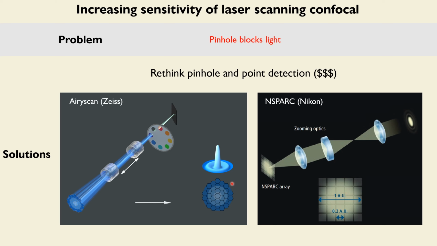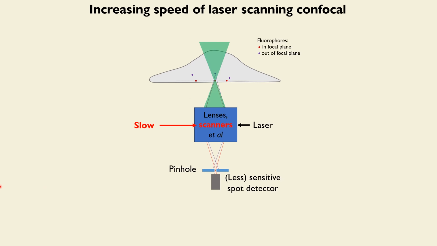So the idea is we're capturing more light, and furthermore, we can do some clever reassignment of the light based on where it ends up to simultaneously increase the resolution. So this is a nice way of getting around this issue that the pinhole blocks some of the light and therefore decreases the sensitivity. So another problem with laser scanning confocal is that it's slow.